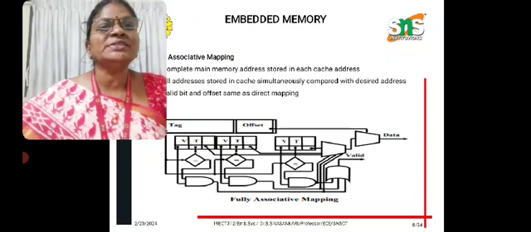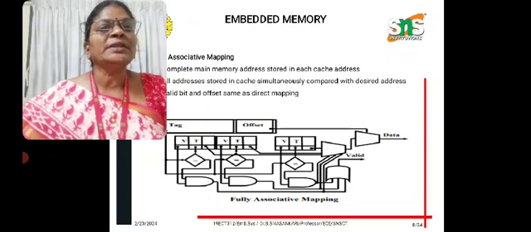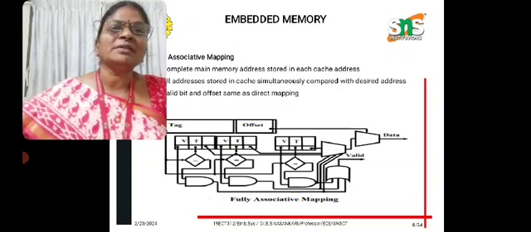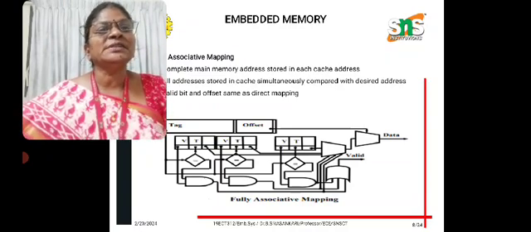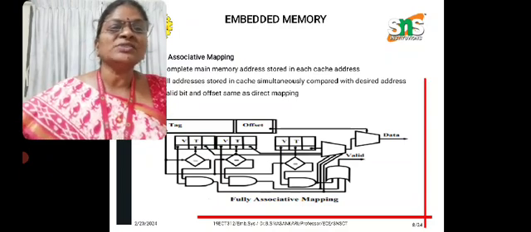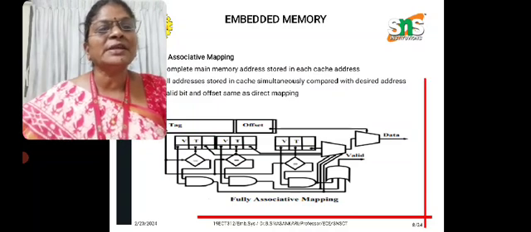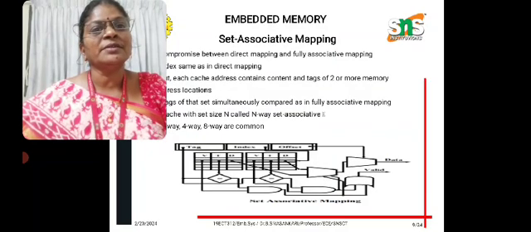Next, associative memory: a complete main memory address is stored in each cache address. The addresses stored in cache are compared in parallel with the desired address, and the valid bit and offset are the same as in direct mapping. So this is fully associative mapping. It is the structure of fully associative mapping.